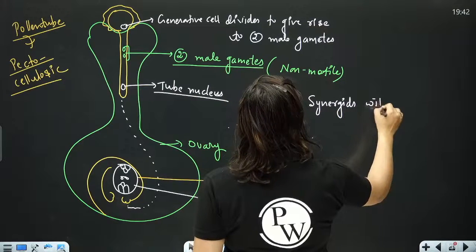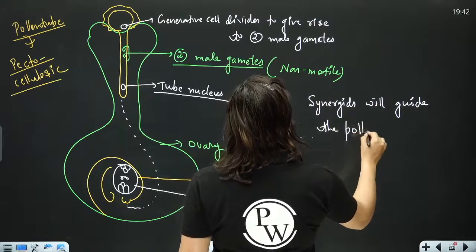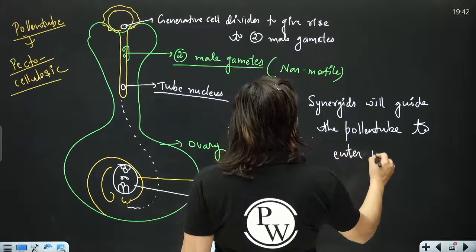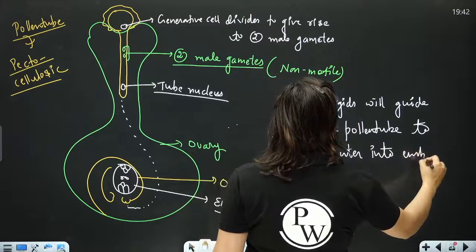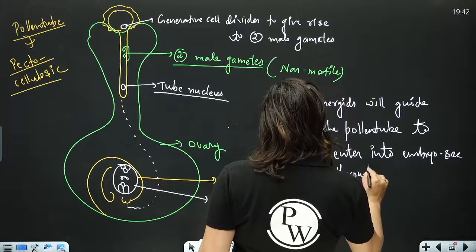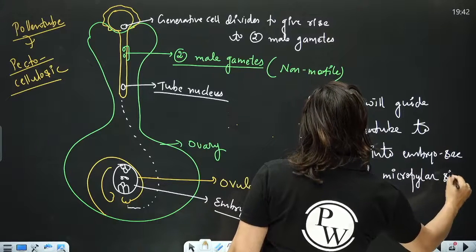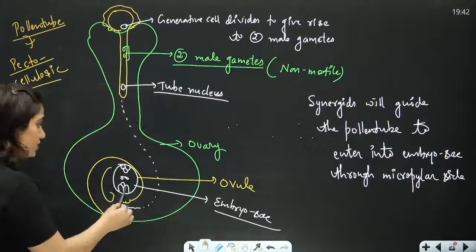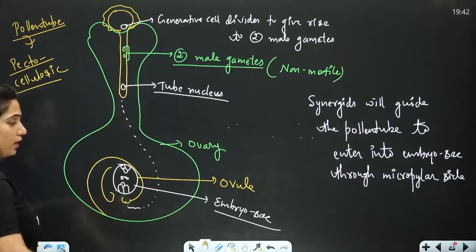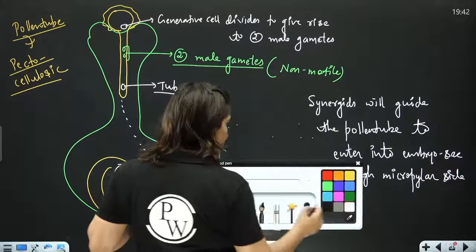Synergids will guide the pollen tube to enter into the embryo sac through the micropylar side. These synergids, they guide the pollen tube that they have to enter into the embryo sac only through the micropylar side. Okay. And during this process, one of the synergids gets degenerated.